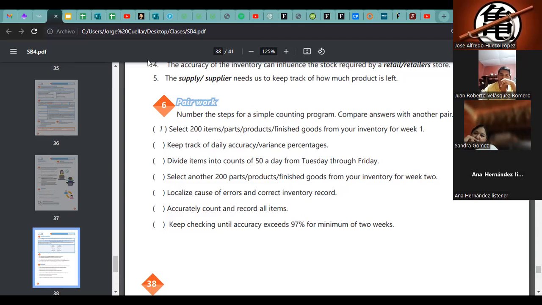Okay, so let's check the exercise. The number one is select 200 items, parts, products, finished goods from your inventory for week one. What do you believe is the second step? Accurately count and record all items. Okay, that might be the second step. And what will be the next one? Number three. Anybody?